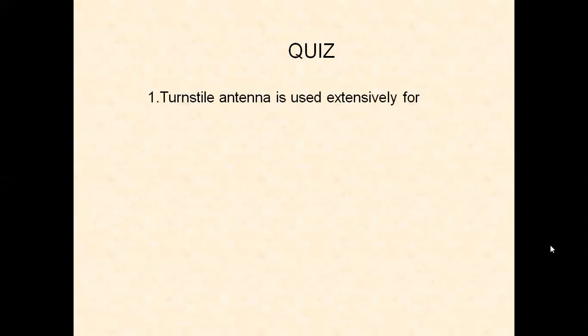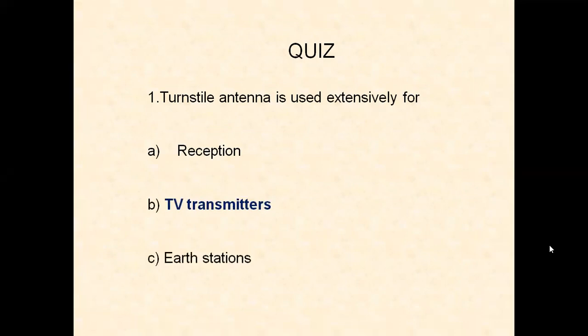The turnstile antenna is used extensively for: option A, reception; option B, TV transmitter; option C, earth stations. It is most widely used in TV transmission because of its omnidirectional radiation pattern.